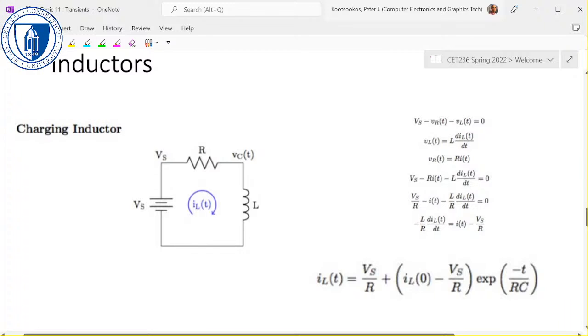And I have an error that I should fix. That should be VL, not VC. I should check that. This is charging an inductor.